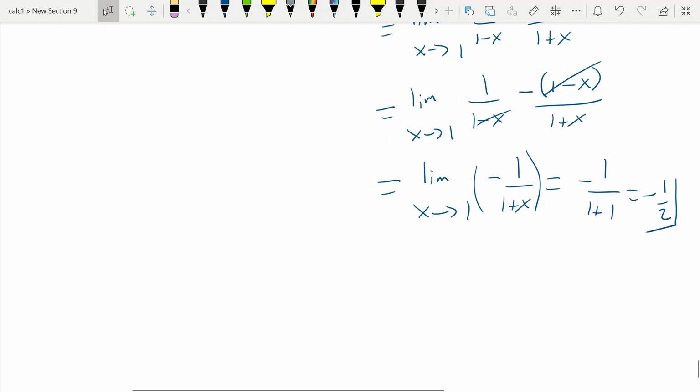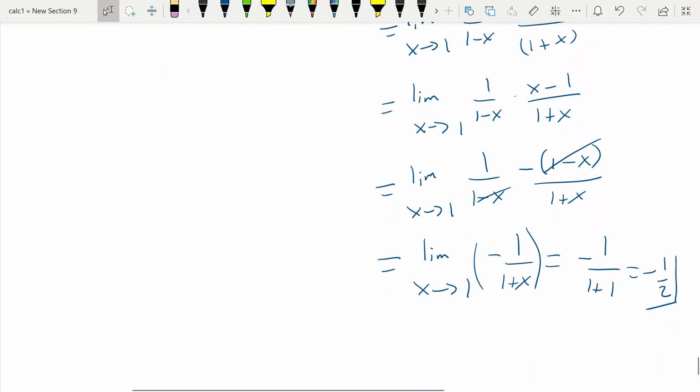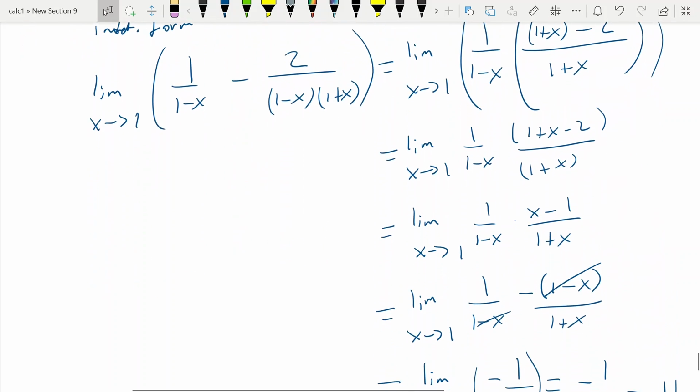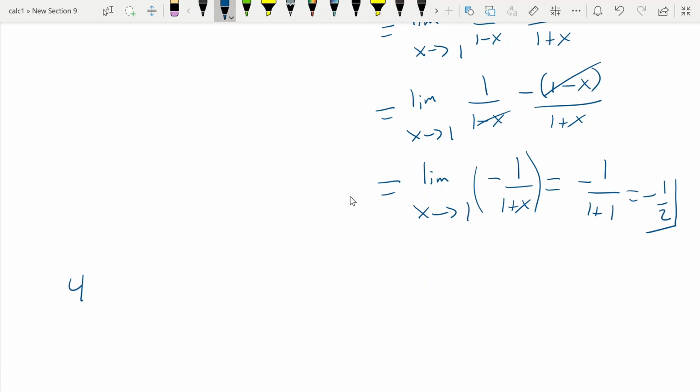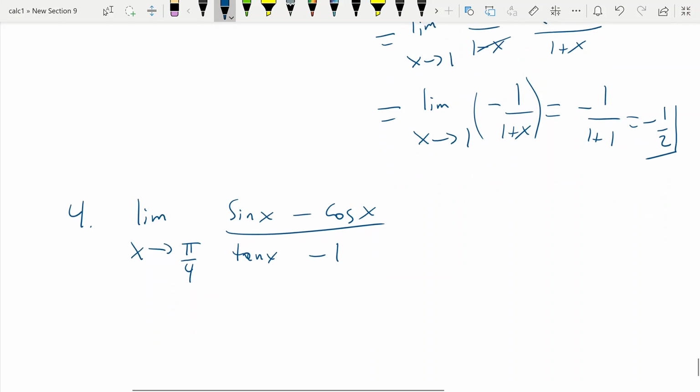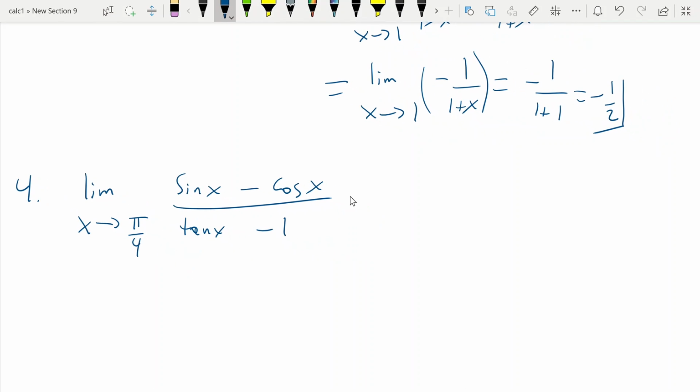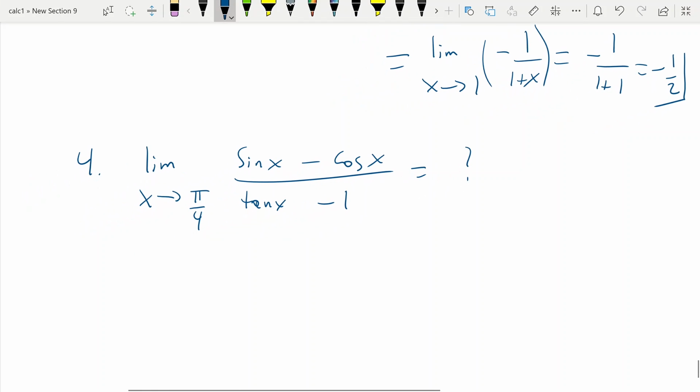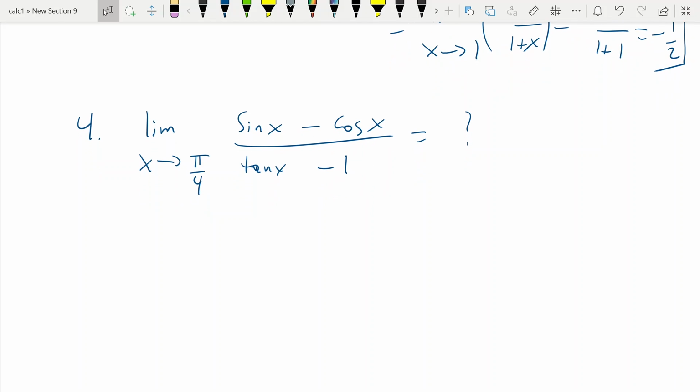Okay, so that's one more example, and the next example I wanted to go over with you. What's this limit? The limit when x approaches pi over 4 of sine x minus cosine x over tan x minus 1. And why did I want to do that? Well, because this example doesn't involve polynomials, but instead trigonometric functions.